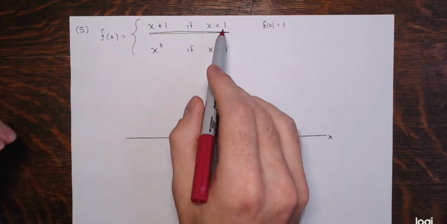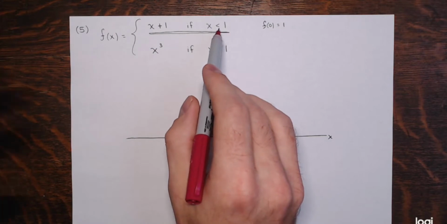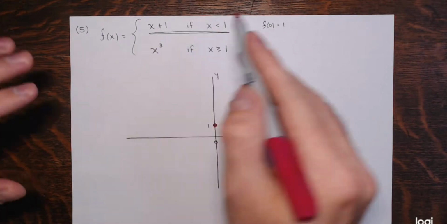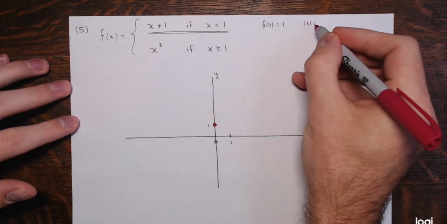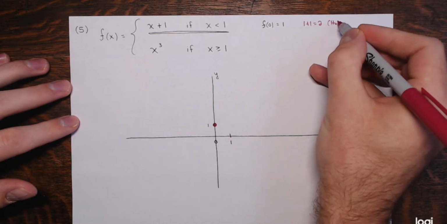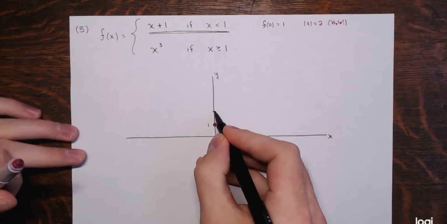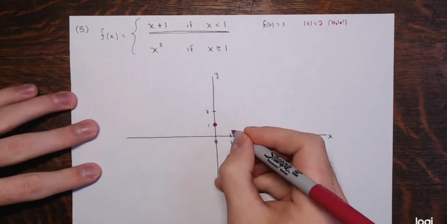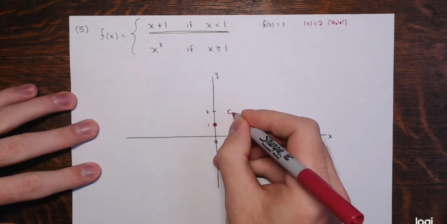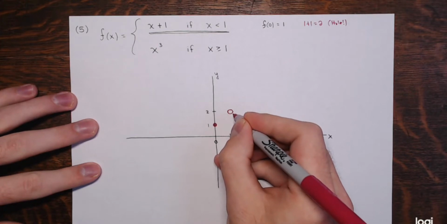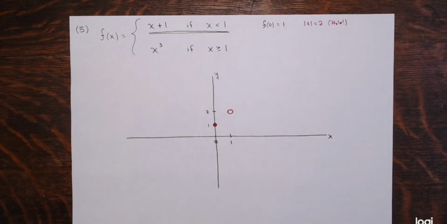And then if you were to plug 1 in, again, there's going to be a hole though, a missing point. If you were to plug 1 in, 1 plus 1 is 2, and you're going to have a hole at that point. So here's 1, 2, but an open point, an empty point, a missing point. And then the rest of it's a line, right?